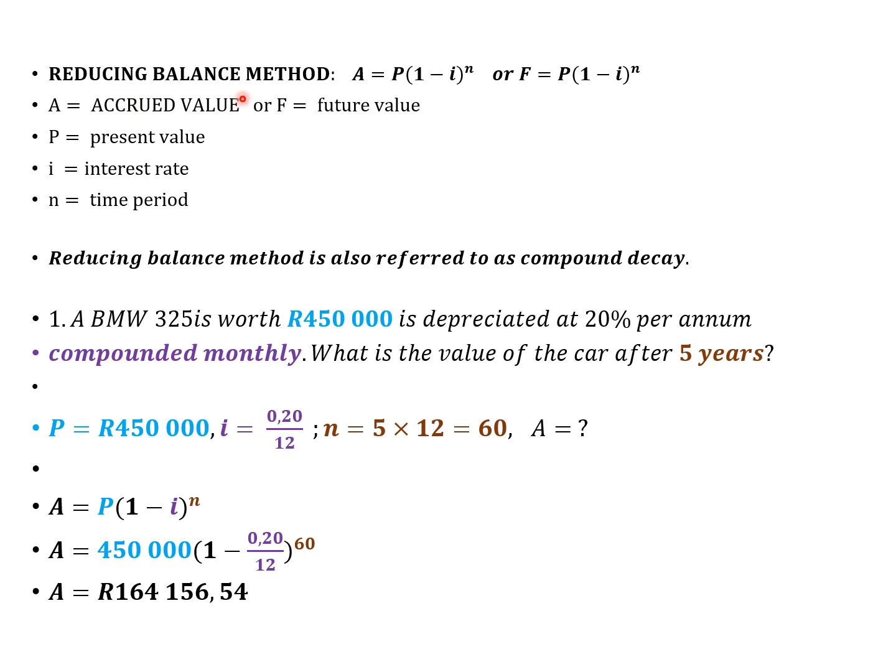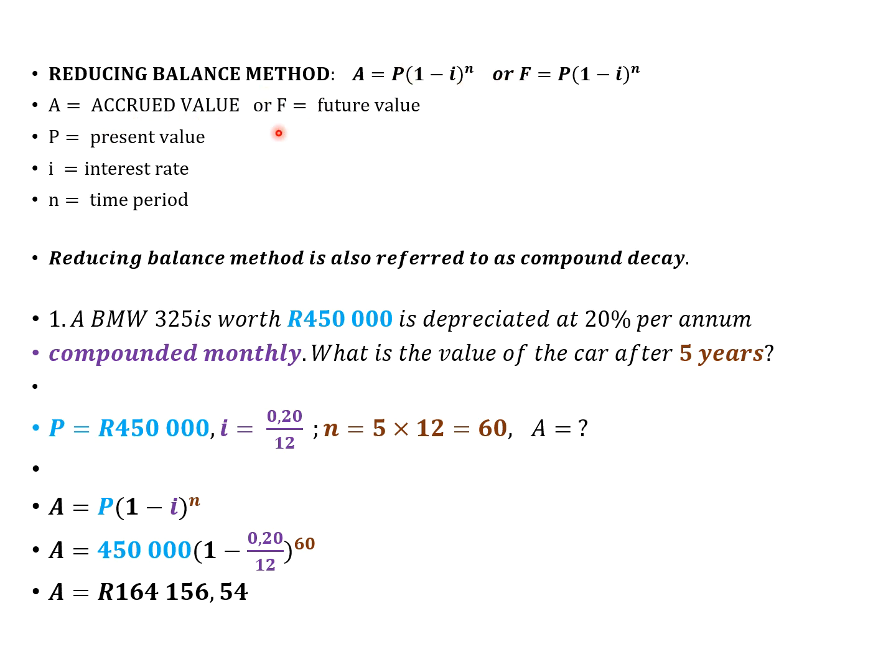So reducing balance method, the equation we use: A equals P(1 minus i) to the power n. You see my time period is the exponent, so it's compound interest, but the negative shows that we're dealing with depreciation. Instead of writing A, we can also write F, which represents future value. I'm not sure which of the two your teacher is using. A stands for accrued value or F stands for future value.